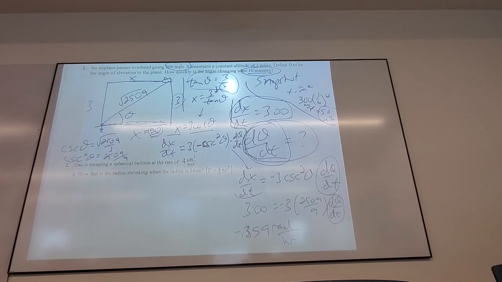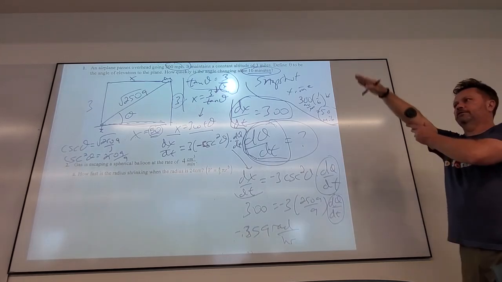Now, on number 2. Yes, go ahead. For the answer, I get the number... negative 0.359. Is that units? Sorry? Radians per hour. Yeah. And real quick, why does it make sense that it was negative?